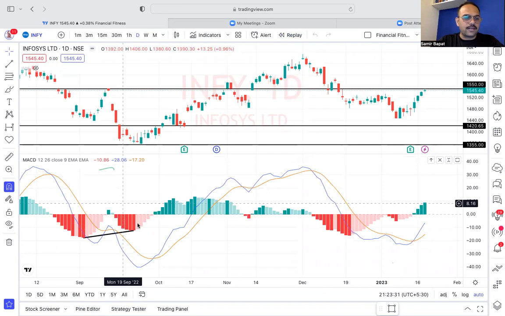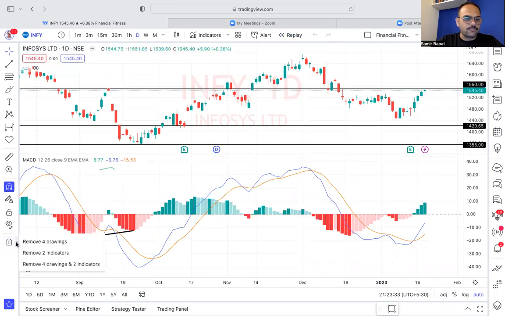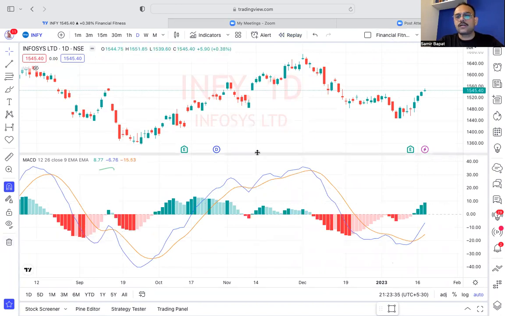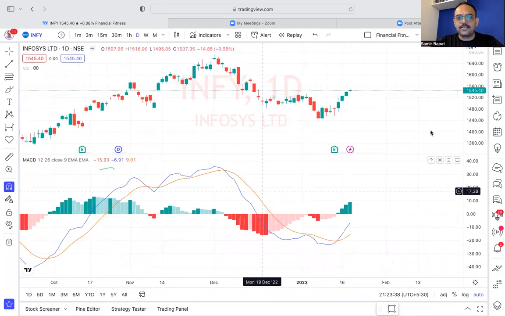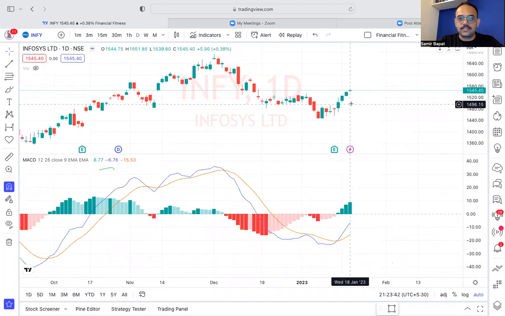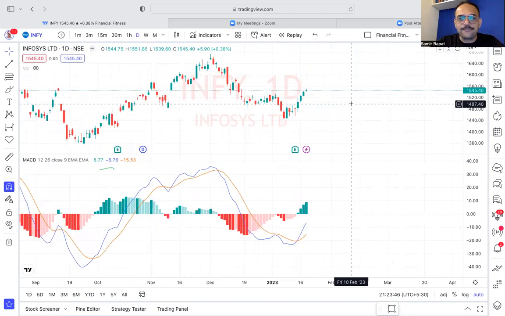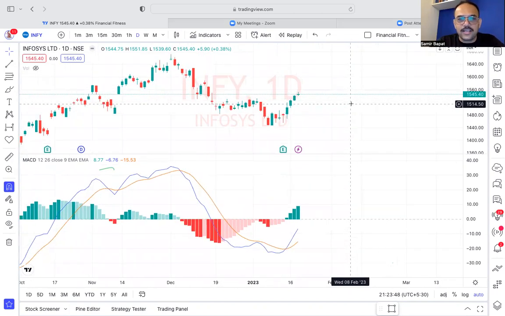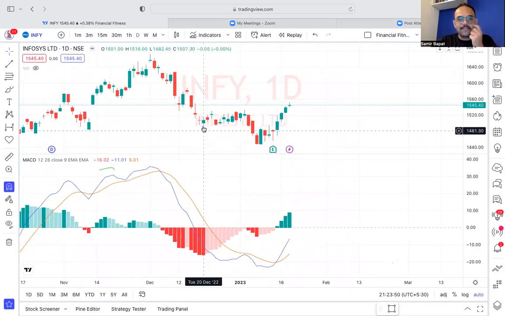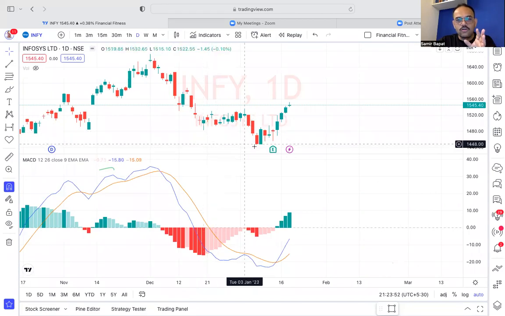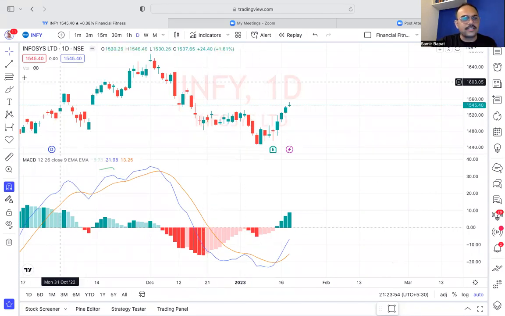Okay, so similar we have right now. This is the current situation of Infosys. This is the situation today. Already the entry has happened. See here, can we see in the Infosys trade, can we see the divergence? This is a low, this is a lower low, this is the current situation.